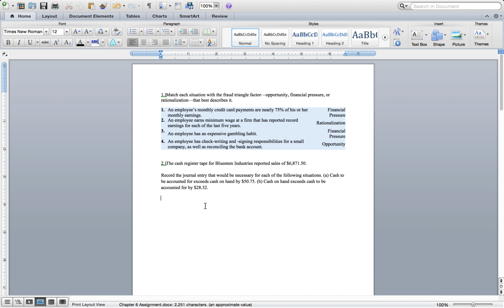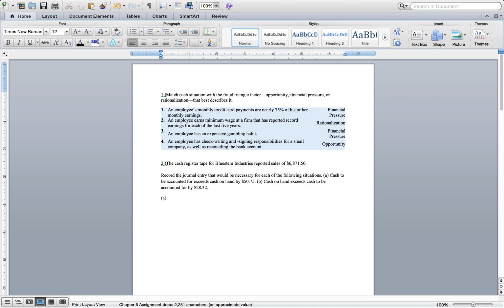Okay. Next one here says the cash register statement for Bluestone Industries reports sales of $6,871.50. Now, record a journal entry for each of these different situations. The first situation says that the cash to be accounted for exceeds cash on hand by $50.75. All right, so let's see how we would record this.